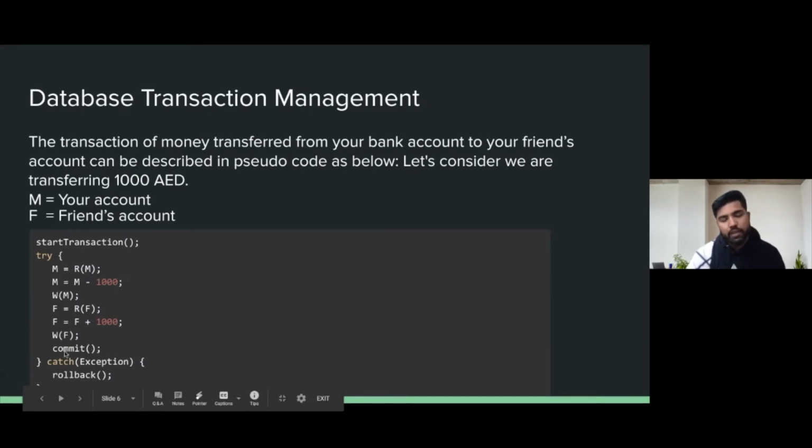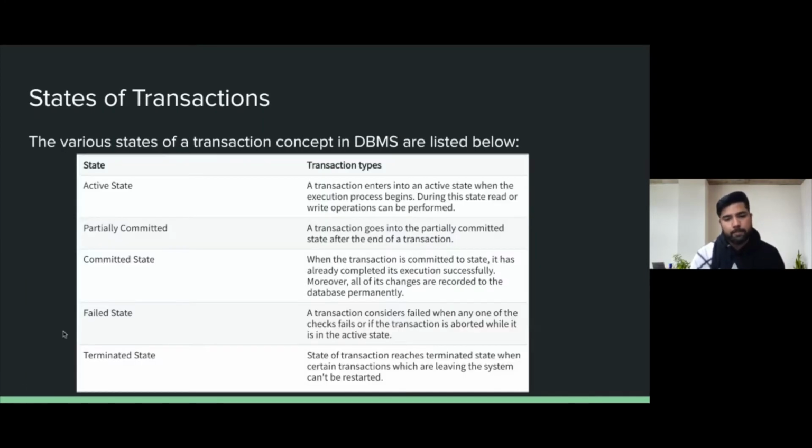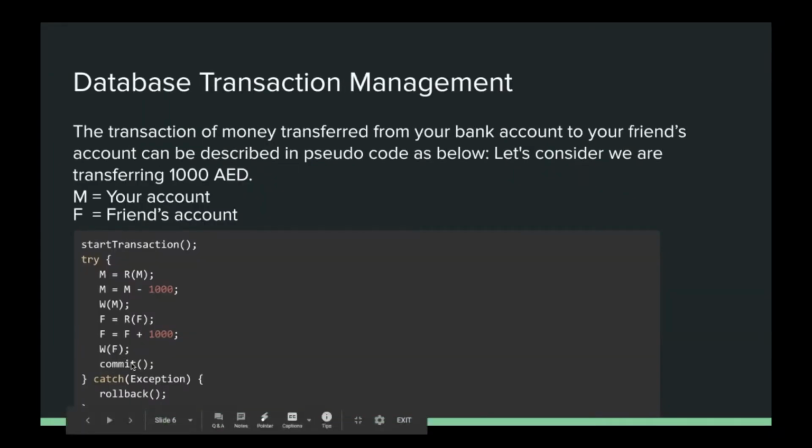When I explicitly say, okay, commit. As soon as I write a commit over there, all the changes that I have done, the partially committed changes, will be posted on the database. And there is also a possibility that when you are writing a commit, you are not able to post it on the database. This can also happen. At that moment, an exception will happen and a rollback will happen on the database.